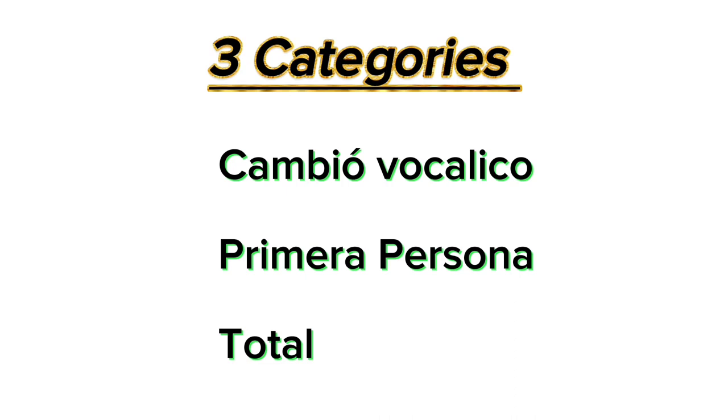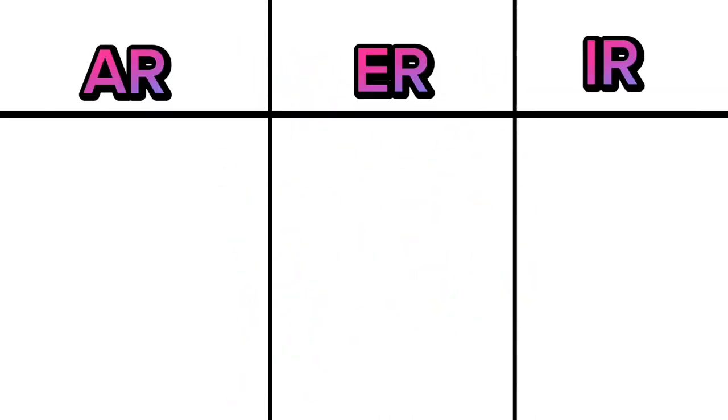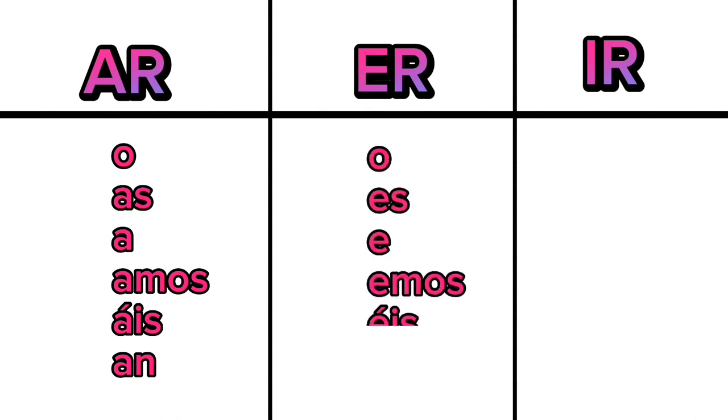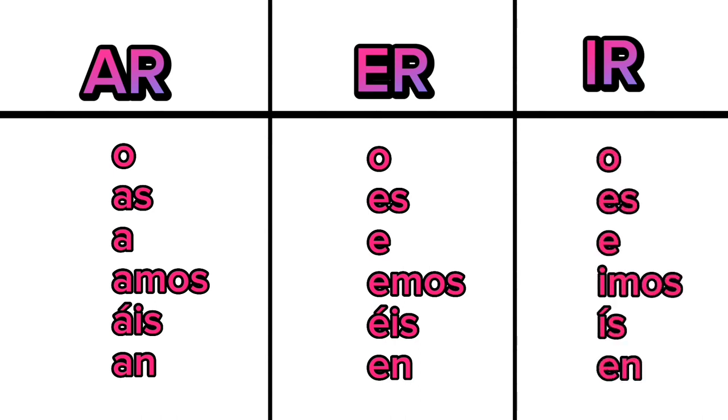Okay, so as we know, we have the conjugation of AR, ER and IR. AR is o, as, a, amos, áis, an. ER ending verbs have conjugation like o, es, e, emos, éis, en. And IR ending verbs have conjugation as o, es, e, imos, ís, en, right? But now in these verbs we will see the change. Okay, so number one category, that is our cambio vocálico, we'll learn it.